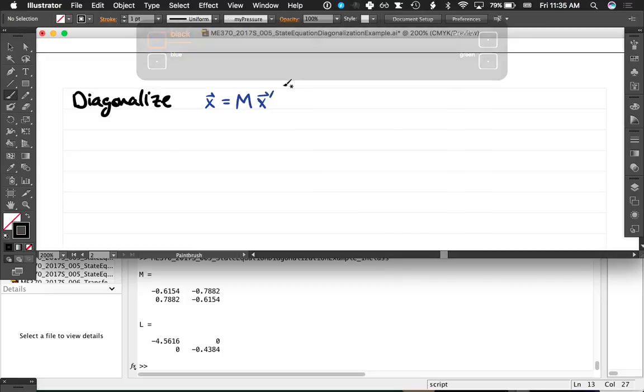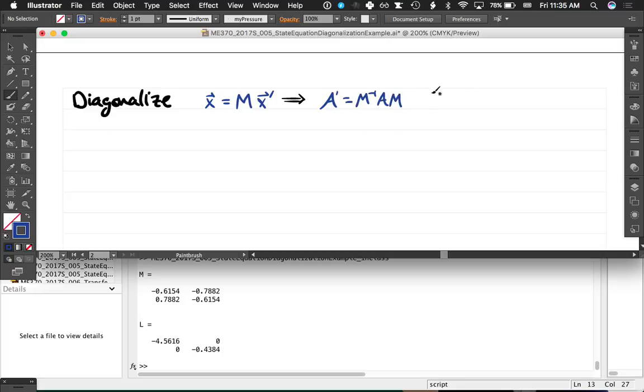And you guys remember what happens when we do that? What happens to our A matrix? What's our A prime? I mean, the full thing is M inverse times the original A times M. We wrote this down before. And do you remember what it came out to be? Lambda. Diagonal. Lambda. So that's the diagonalized part. So we should check that this happens in Matlab.